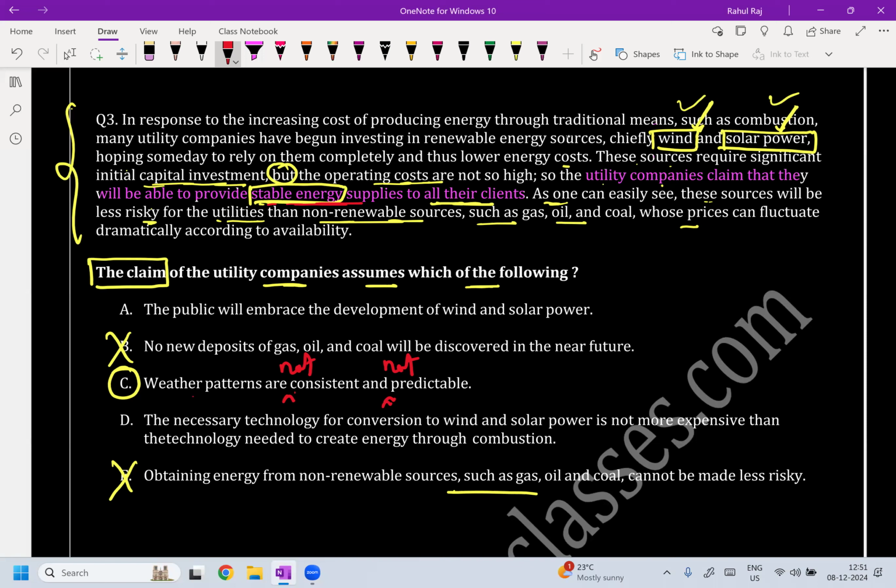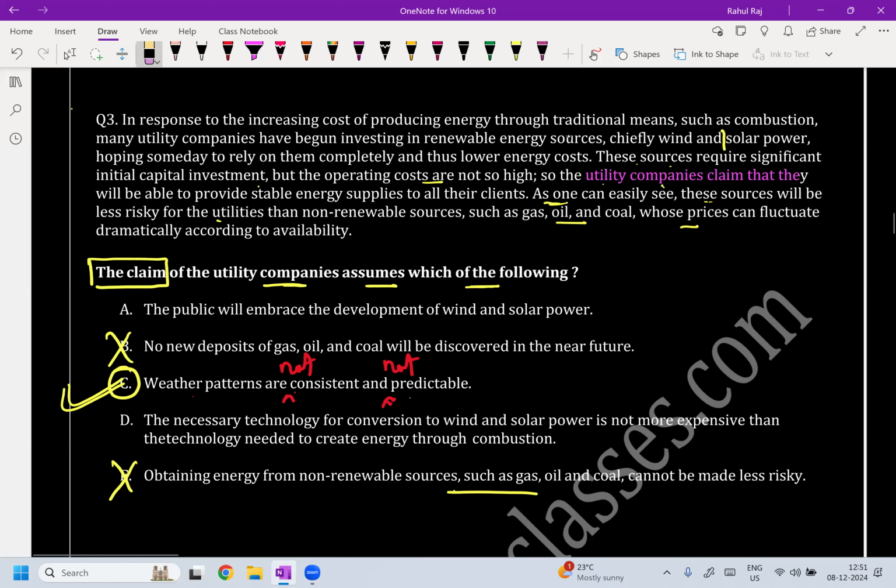No problem, right? But you will have problems in eliminating the answers. We have eliminated two answers for sure. So the weather pattern should be 100% consistent and predictable, only then can the utility company claim that they'll be able to provide a stable source of energy to all their clients. And you have to read the claim very properly. Every word matters, because CR is a game of wording also. How you play around with the words, I'll tell you in the next class. If I do everything right now, it will be a problem. I'm trying to do the least that I can. So the claim is what? They'll be able to provide a stable source of energy to all their clients.